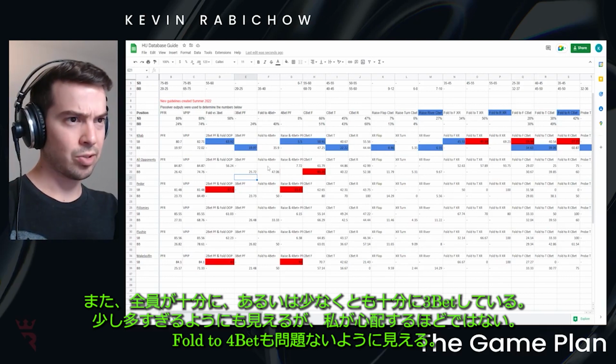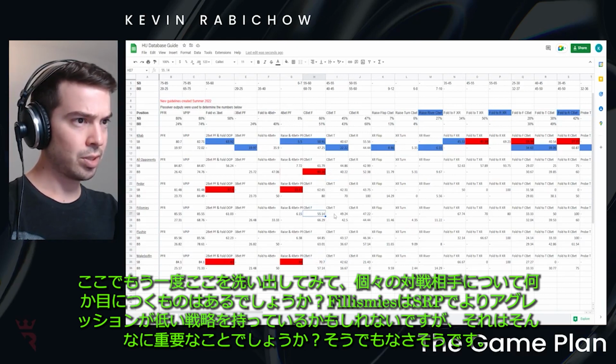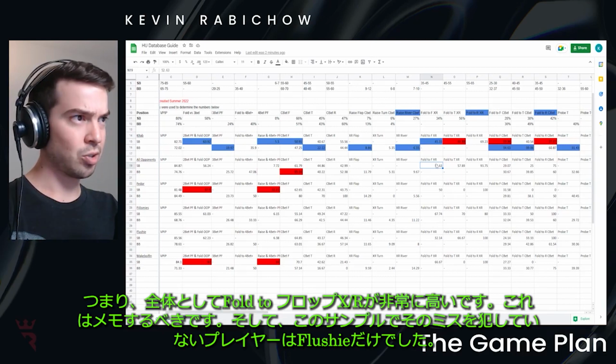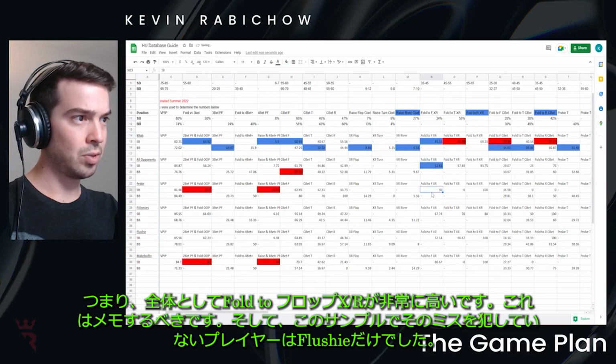Fold to 4-bet also looks fine. So again, scanning through here, does anything jump out about an individual opponent? I mean, maybe Philizmiz has a lower aggression single raise pot strategy. Is it all that significant? Not really. Something that I could do is think about how flop c-betting impacts other lines, like, okay, how do they respond to check-raise? Well, now I've got some interesting results. So fold to flop check-raise across the board was very high. This has to be noted.